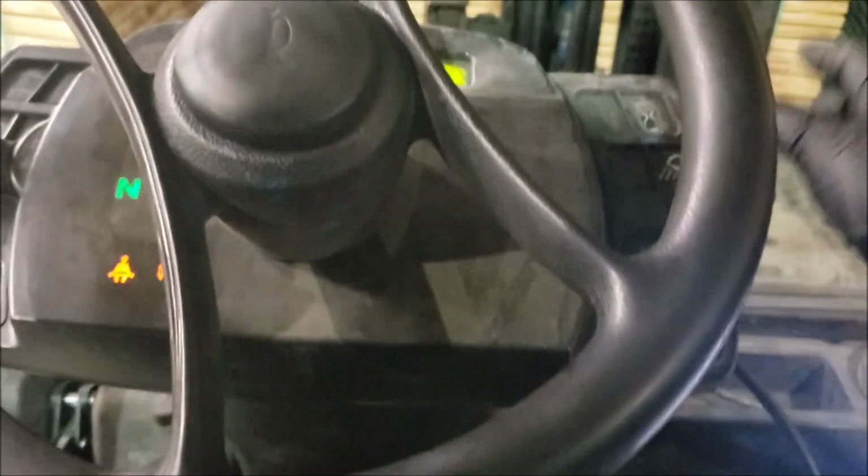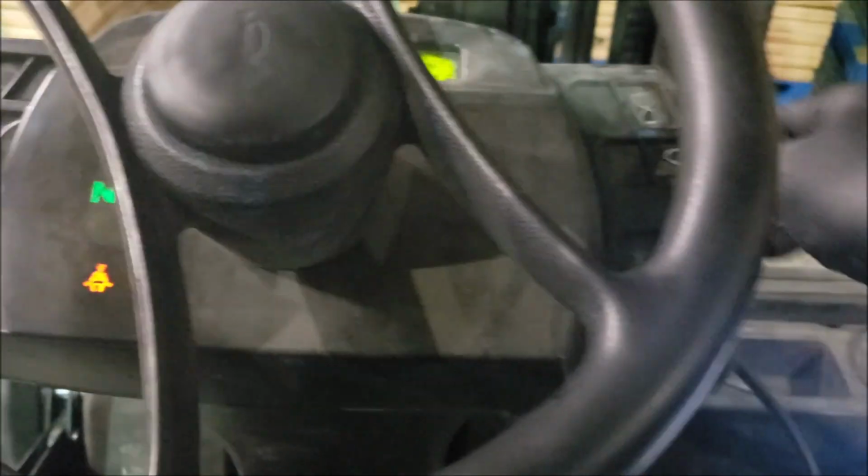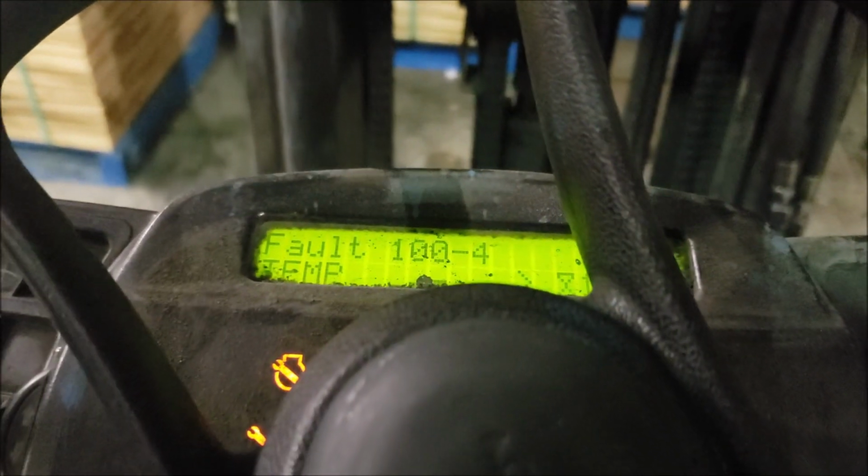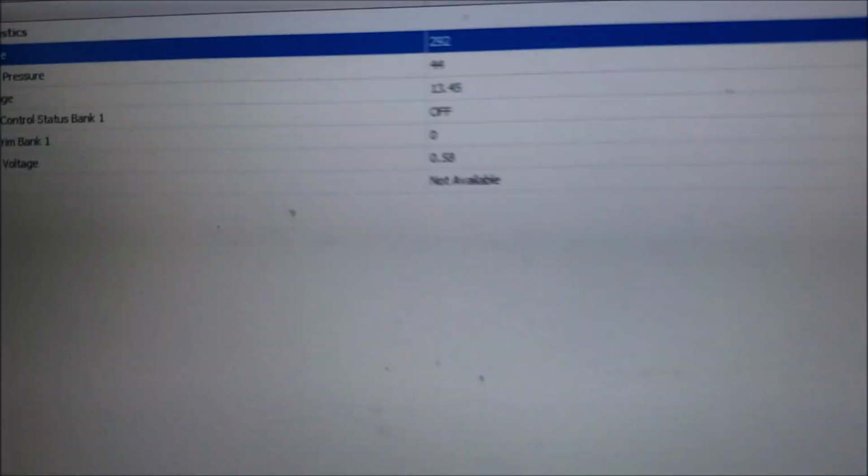So we've been commissioned here by one of the guys I know, and we have a Yale. This is a GLP 050. The problem is it's running bad from what the description is. I know there's some fault codes, 100.4, but we're going to look at that later. But let's hear it running. Start it. Okay, I already have the software connected up.